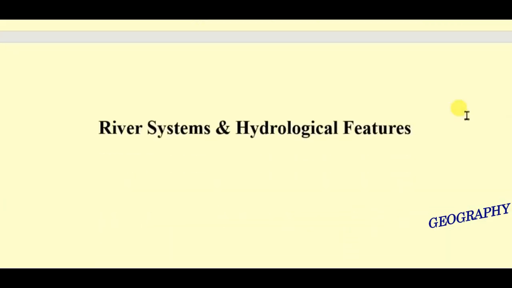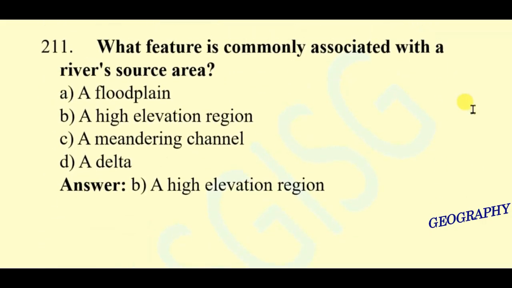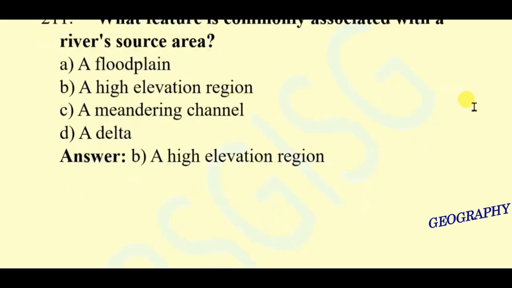River systems and hydrological features. 211. What feature is commonly associated with a river's source area? A floodplain, a high elevation region, a meandering channel, a delta. Here the right answer will be a high elevation region.